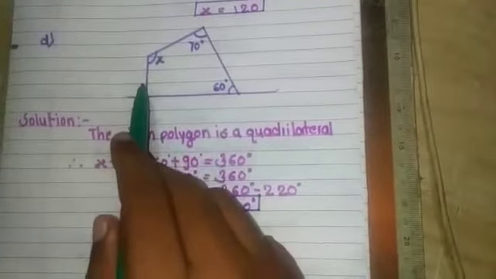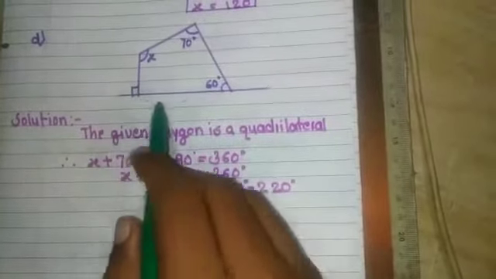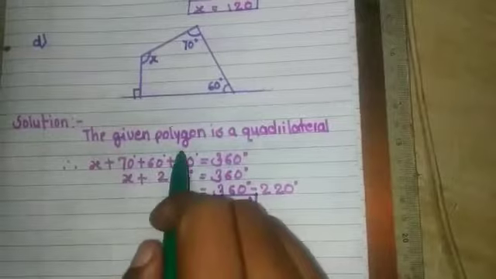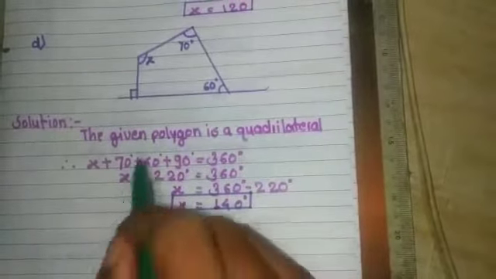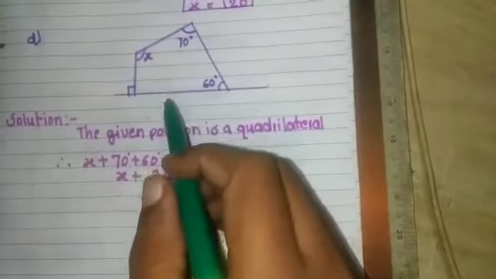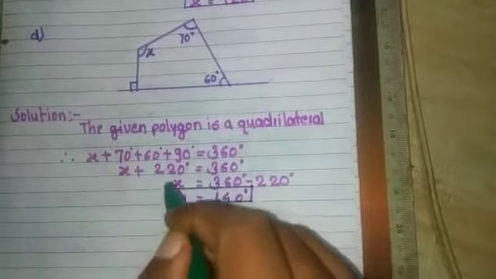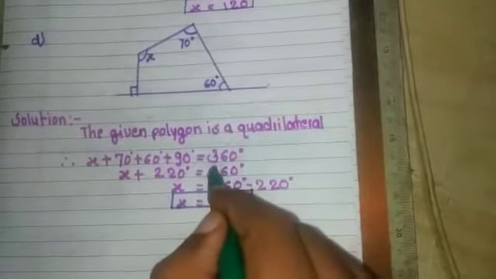Now come to the next question. The given figure is a quadrilateral. You know that the total sum of a quadrilateral's angles is always 360 degrees. So I had taken directly the 360 and equated it here.